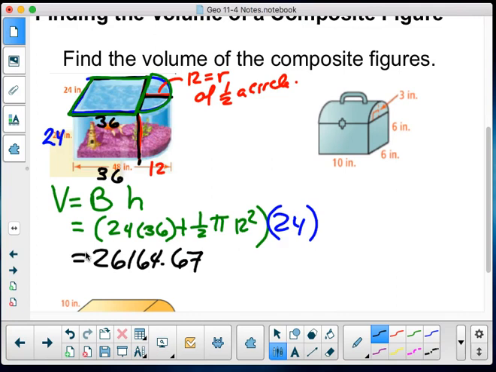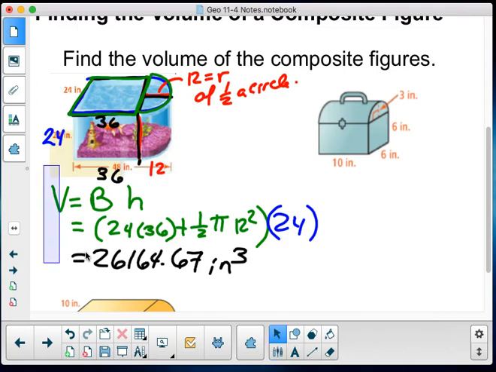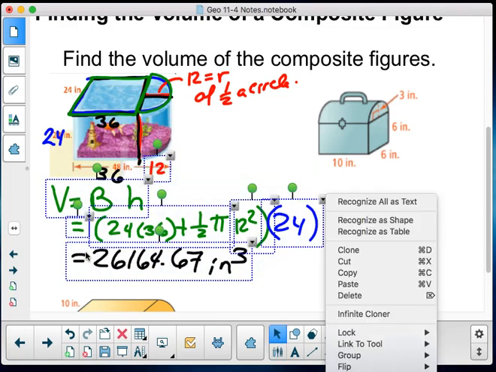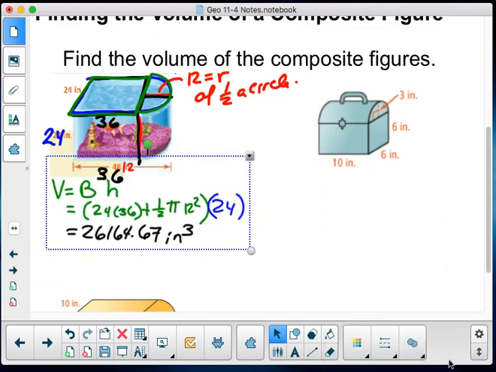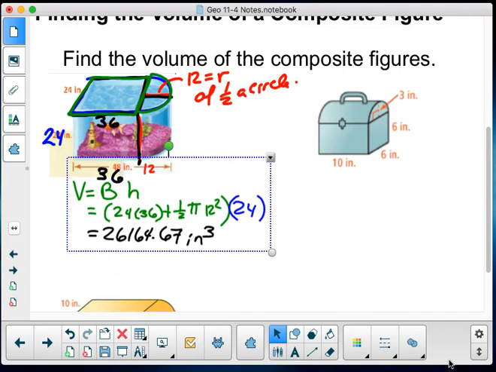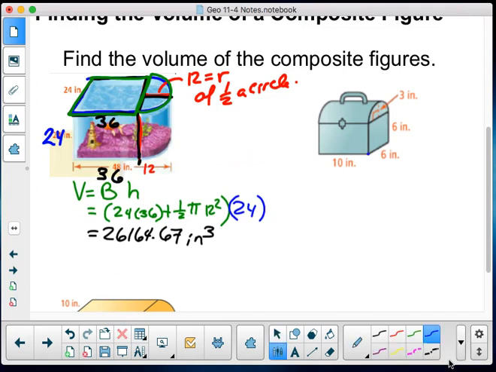And that's 6.7 inches cubed. Okay. Now, this next one is done in a similar fashion. I just want to make sure that you realize that. It's not like they're different. We're still going to find the area of the base and then multiply by height.